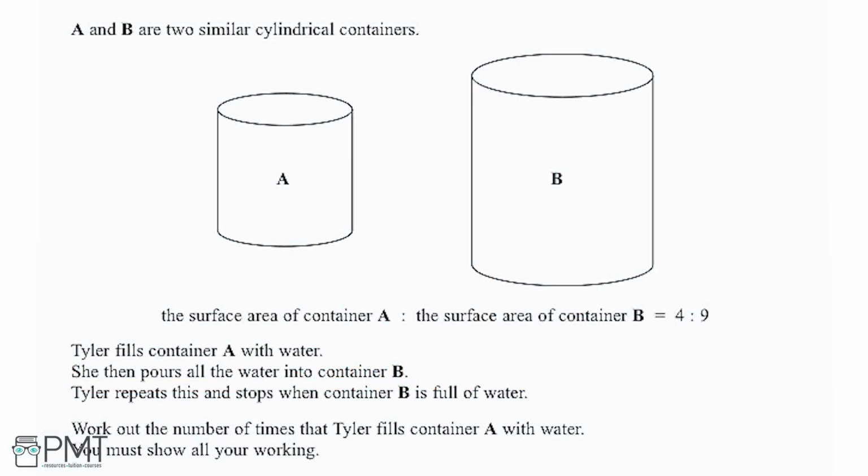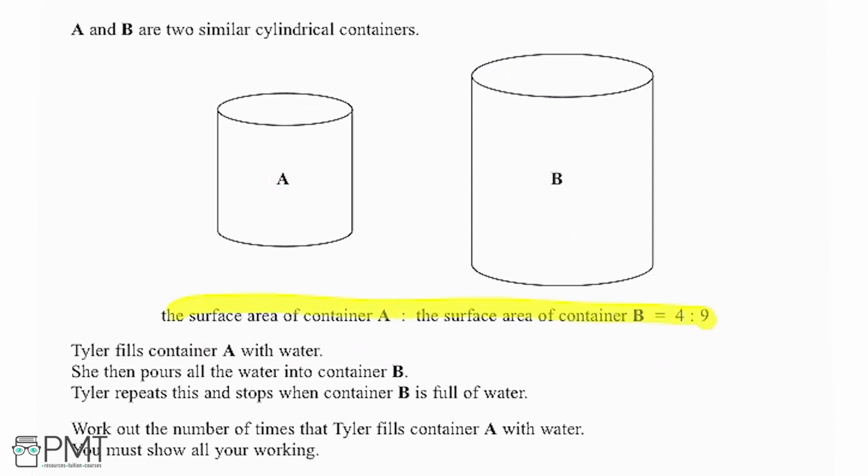A and B are two similar cylindrical containers. The ratio between the surface area of container A and the surface area of container B is 4:9. Tyler fills container A with water. She then pours all the water into container B. Tyler repeats this and stops when container B is full of water. We need to work out the number of times Tyler fills container A with water.